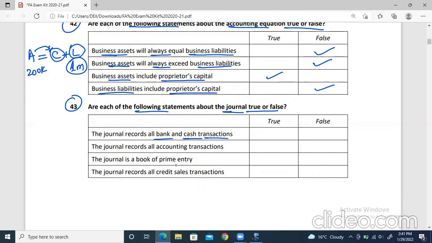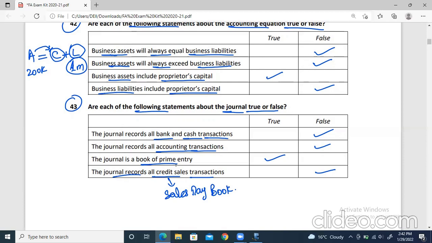No, this is false, because all bank and cash are normally written in the cash book, right? So I think this one is the false statement. The journal records all accounting transactions. No, this is also false, because there are the other six books to remember as well, and they also have some kinds of accounting transactions. The journal is a book of prime entry. Yes, this is absolutely true, because this is the seventh book of prime entry. The journal records all credit sales transactions. No, this is false as well, because where are the credit sales recorded? Sales day book, the first one, right?